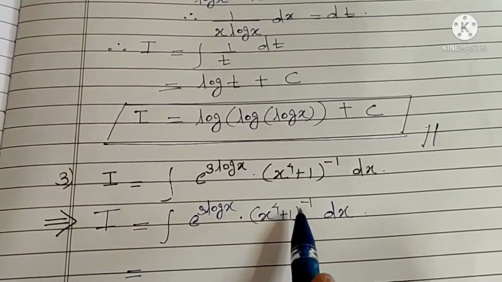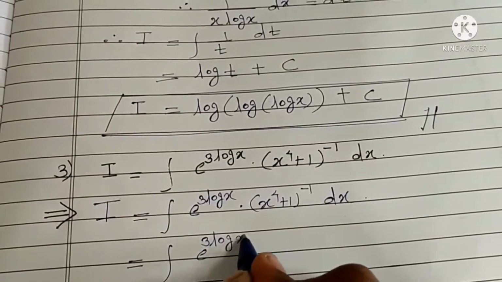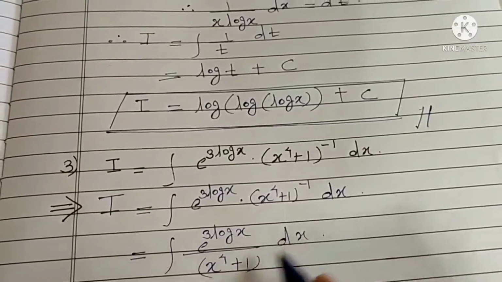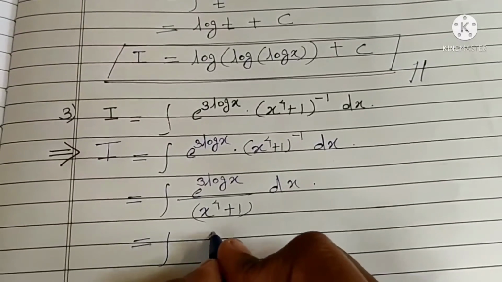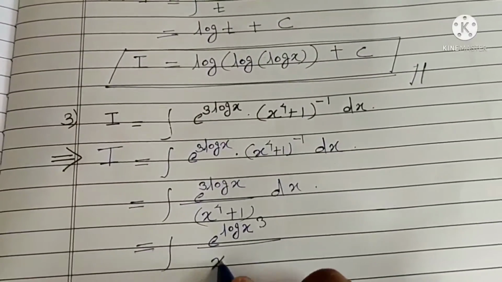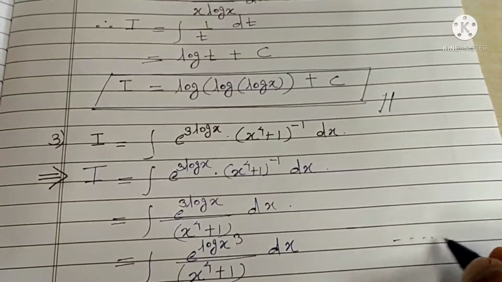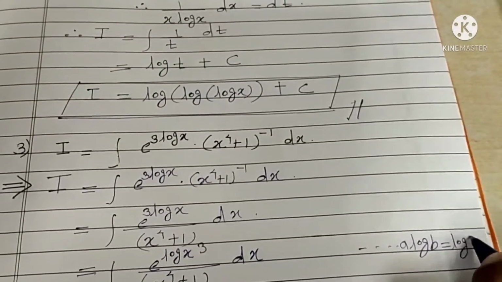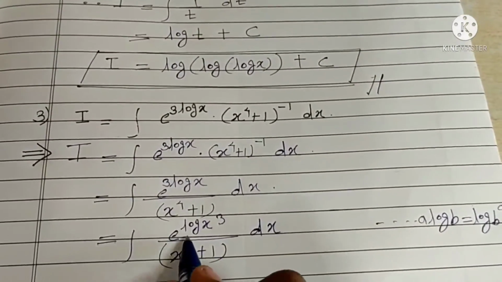Now next, this is raised to minus 1, so we can write here like that, x raised to 4 plus 1. Now by using the jumping law, here e raised to log x cube upon x raised to 4 plus 1 dx. Here we know the law a log b is equal to log b raised to a. Okay, so by using this, here we write.